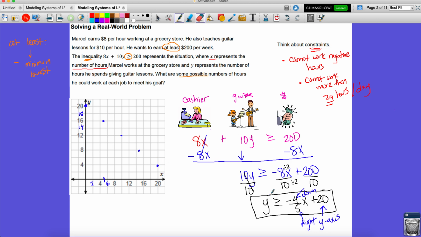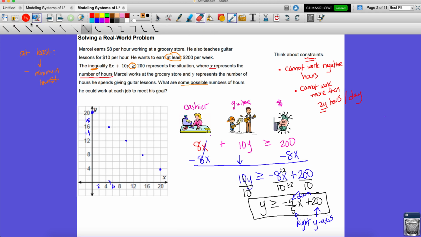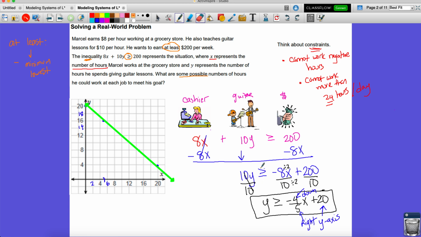It is a greater than or equal to sign, so we're going to use this line right here, like this, and then finally it's greater than, which means that we're going to have to be shading above. So if we put a little man here, we're going to be shading above like this.